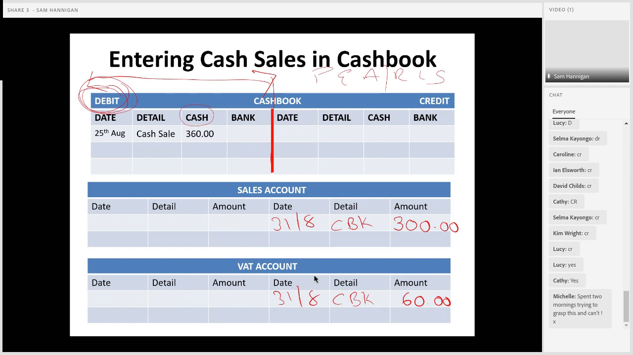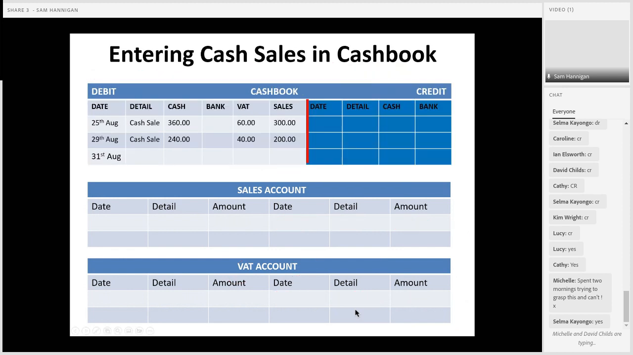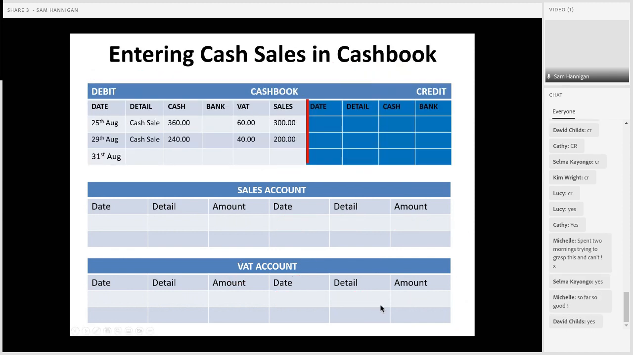But can you see now, when it's cash sales, it's got to be posted to the sales and VAT account, because that means you've made a sale, they've paid for it immediately, and you've put it in your cash book, but no other entry has been made. If you didn't make these entries, your accounts wouldn't balance. Does that make sense? So far, good, brilliant. That's what I want to hear.